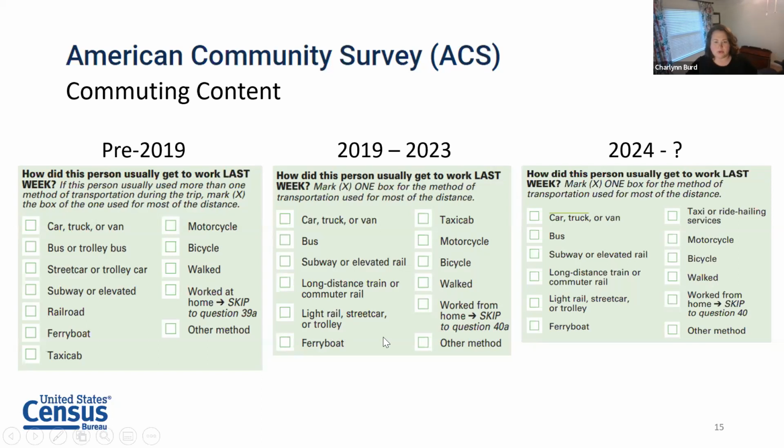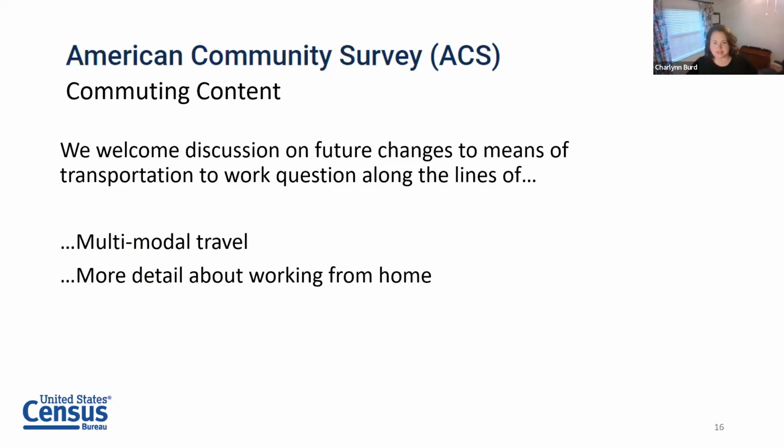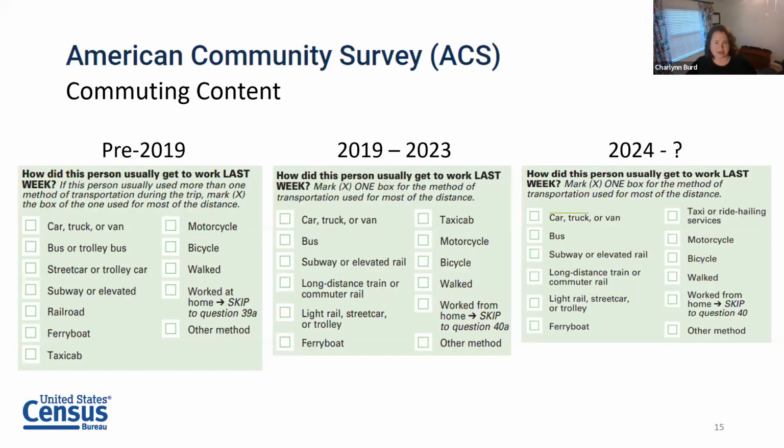So looking at changes to the 2024 ACS questionnaire, it was a simple modification. We added ride hailing to the taxi cab category, and then the taxi cab label was shortened to just taxi. So the 2024 ACS means of transportation data will reflect the most recent category changes. So the category would be taxi and ride hailing services. So that'll be new on the 2024 questionnaire.